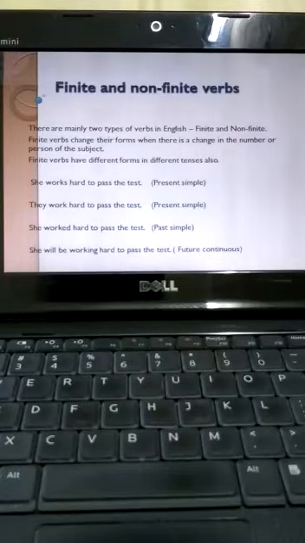Good morning, students. Today we'll be studying finite and non-finite verbs for class 9. So now let's begin. There are mainly two types of verbs in English: finite and non-finite.